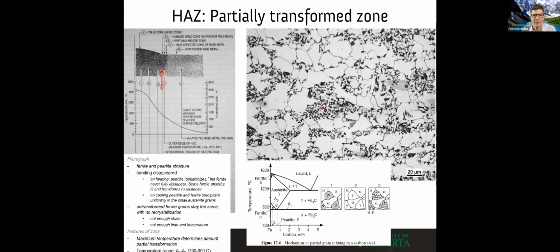This is quite amazing. Look at how much finer the ferrite is now. One way of refining the grain size in steels is by taking it to the intercritical zone and cooling down, because this way what nucleates is this smaller ferrite, these ferrite grains.